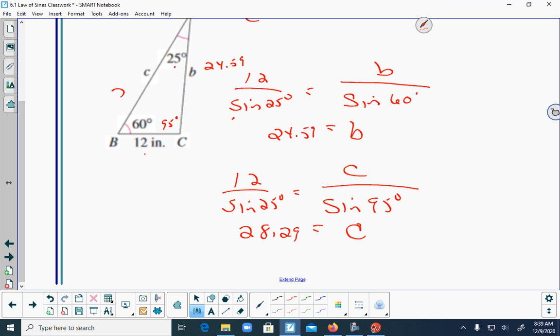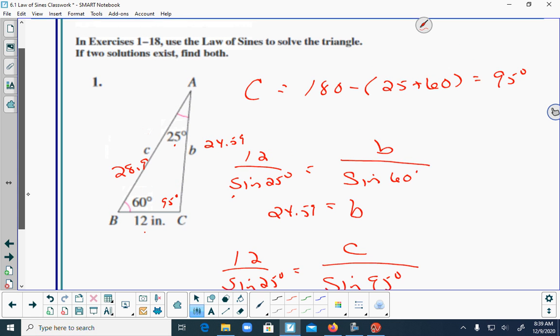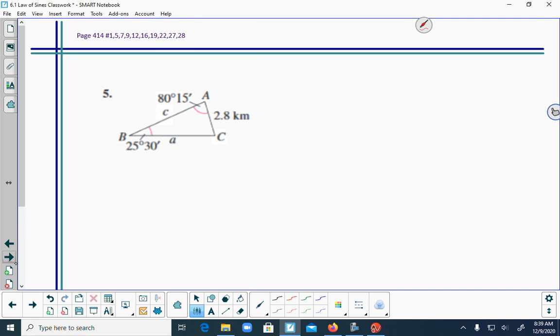And that's going to be side C. So just to do a quick check, I have all three sides, I have all three angles, so that triangle is solved. Now moving on to the next one, I am doing number 5, which gives me my angles in degrees and minutes, so that's fine.